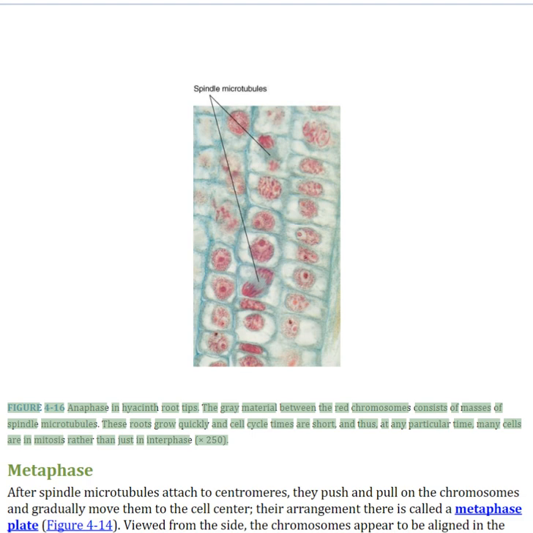Figure 4.16. Anaphase in hyacinth root tips. The gray material between the red chromosomes consists of masses of spindle microtubules. These roots grow quickly and cell cycle times are short, and thus, at any particular time, many cells are in mitosis rather than just in interphase.